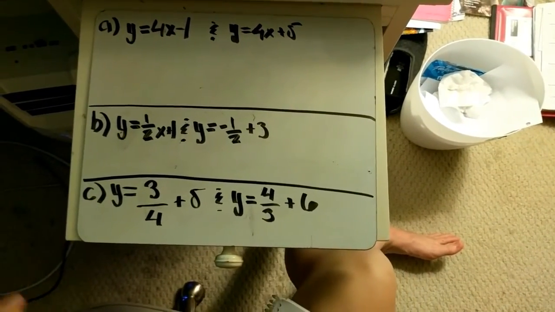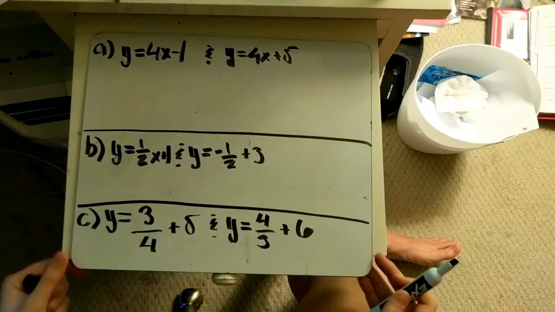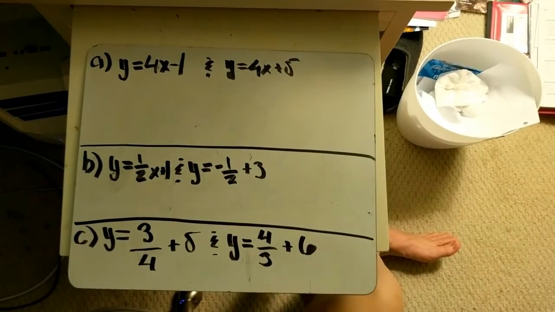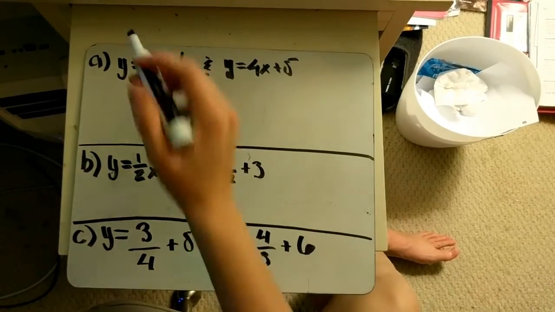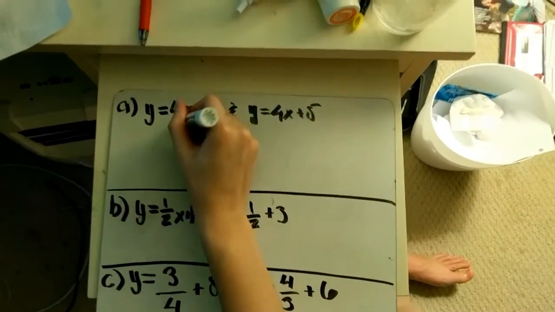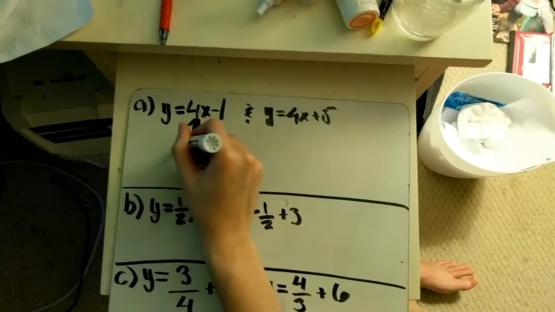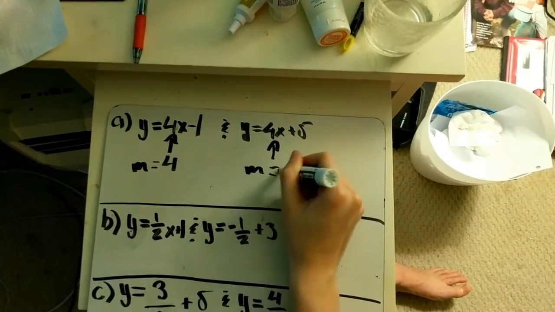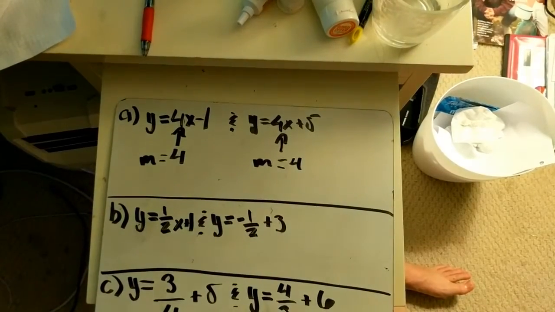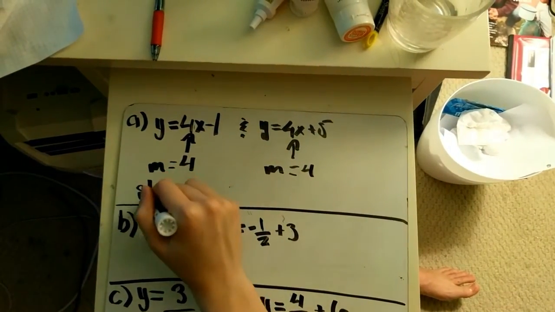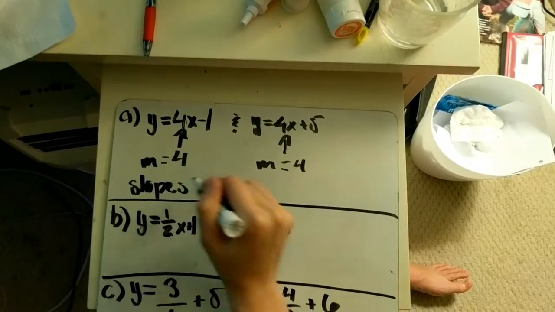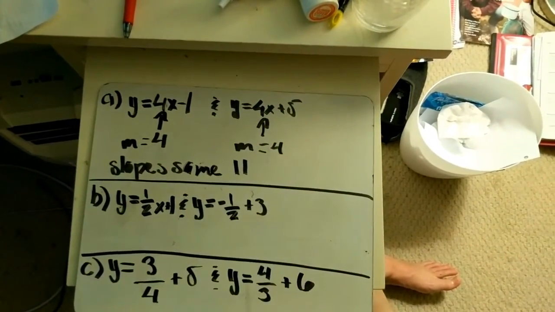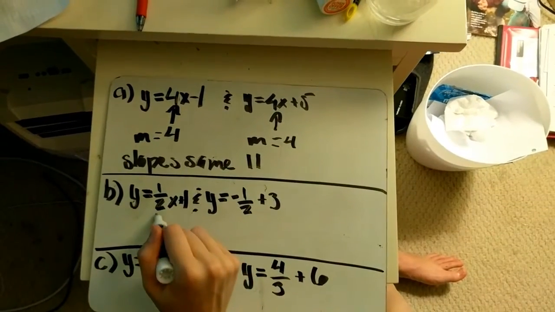For example A, y is equal to 4x minus 1 and y is equal to 4x plus 5. The slopes of these two equations are both 4. So, since the slopes are the same, they are parallel.